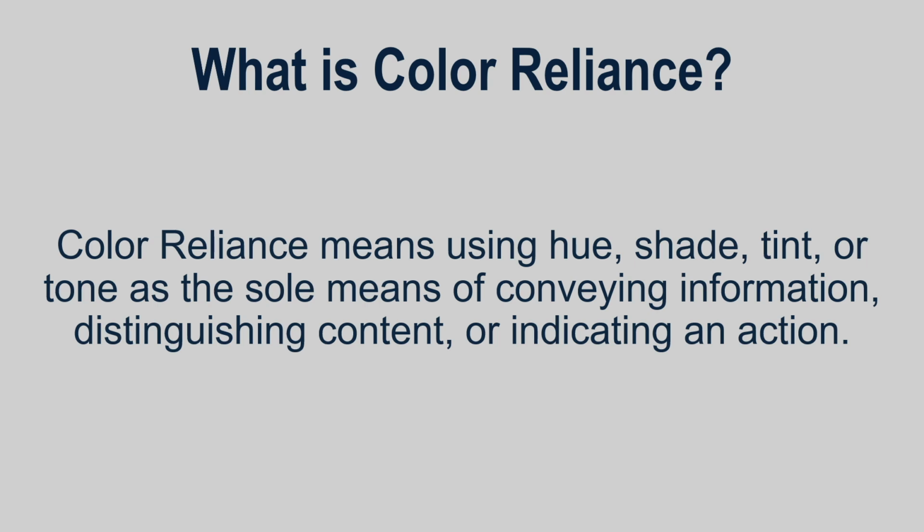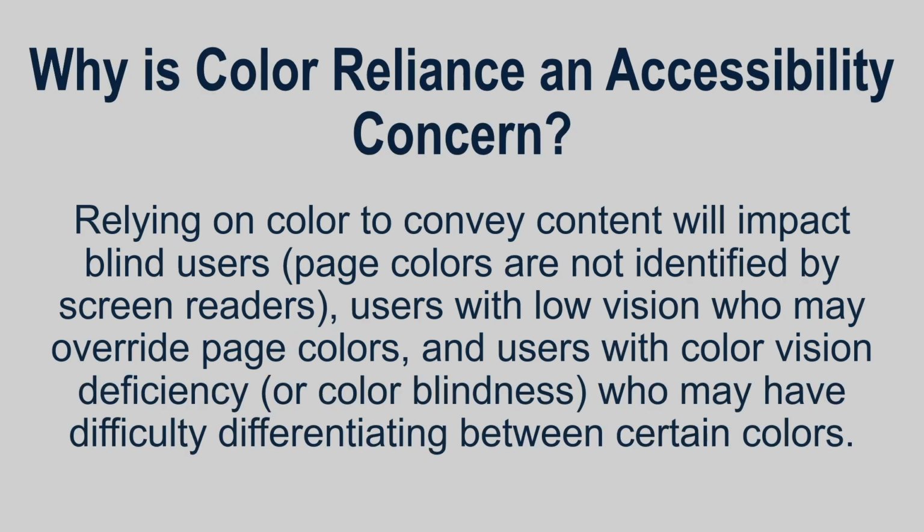Color reliance means using hue, shade, tint, or tone as the sole means of conveying information, distinguishing content, or indicating an action. So why is color reliance an accessibility concern? Relying on color to convey content will impact blind users as page colors are not identified by screen readers, users with low vision who may override page colors, and users with color vision deficiency or color blindness who may have difficulty differentiating between certain colors.